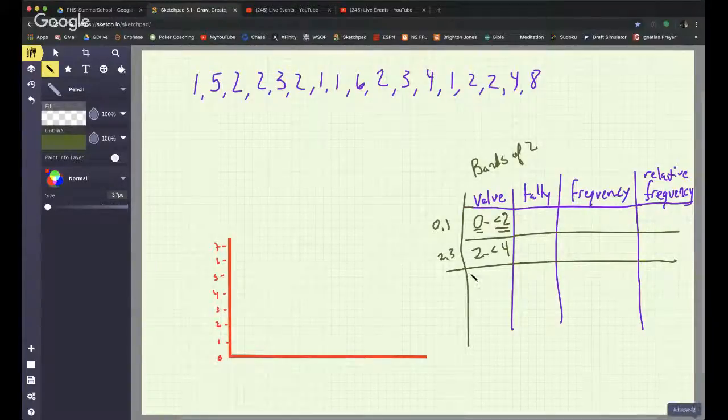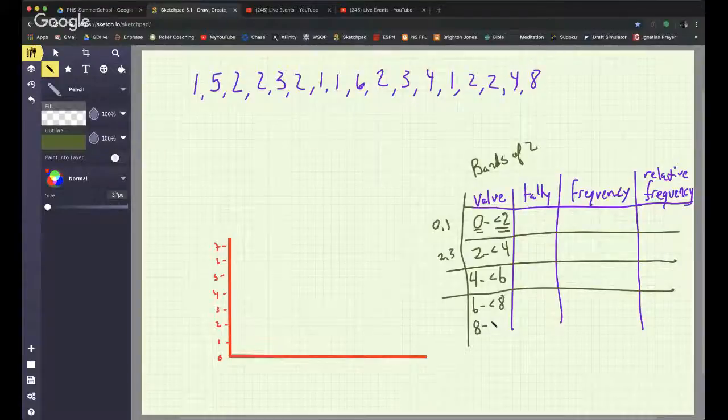So then here we'll say 4, and you guessed it, 4 to everything less than 6. And then we'll have 6 through everything less than 8. And then 8 including everything less than 10. Right, so this will be 4 and everything less than 6 would be 4 and 5. And this would be 6 and 7. And this would be 8 and 9.